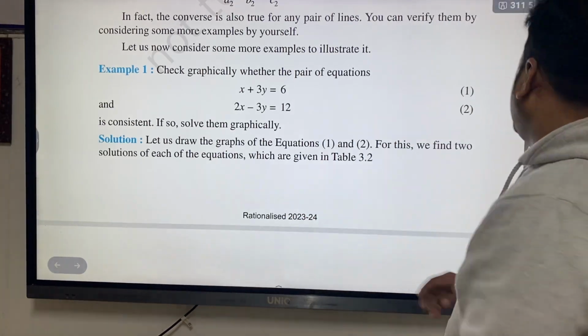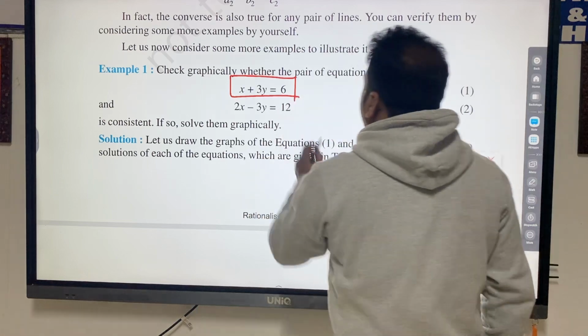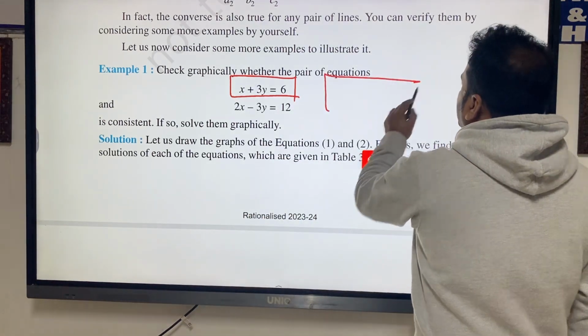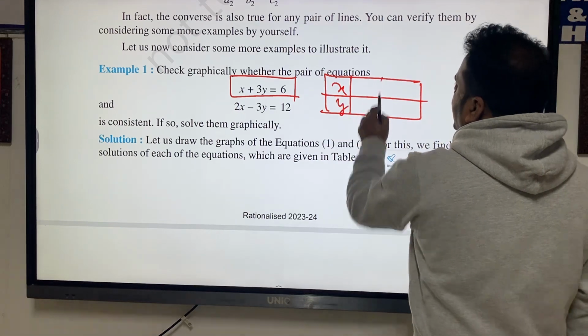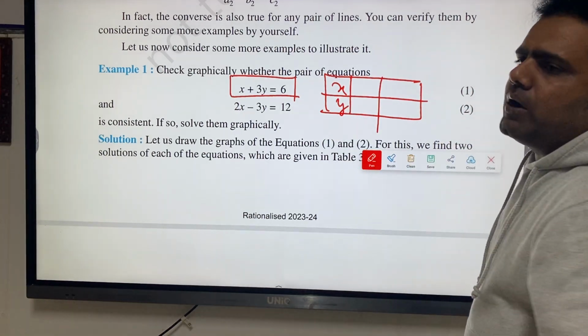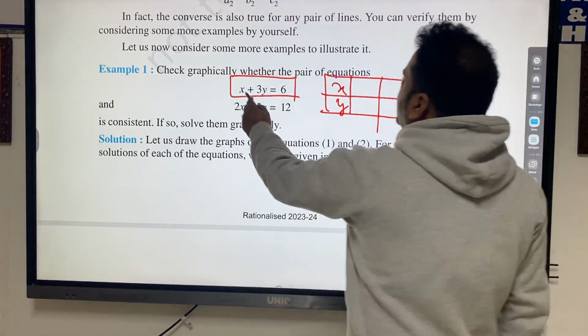So what you have to do, you have to draw the graph for this. If you have to draw the graph for this, you have to make a box like this. So this is x and this is y. So x is the independent axis and y is the dependent axis. So you have to put the values by your own.